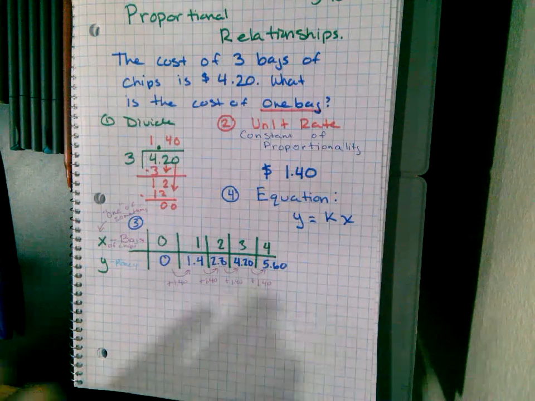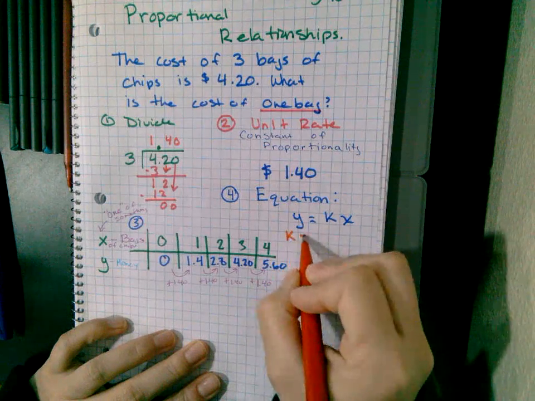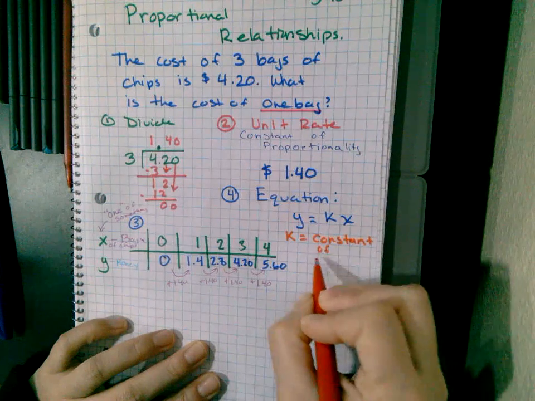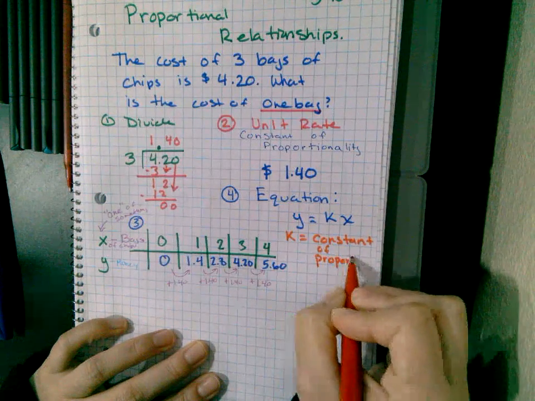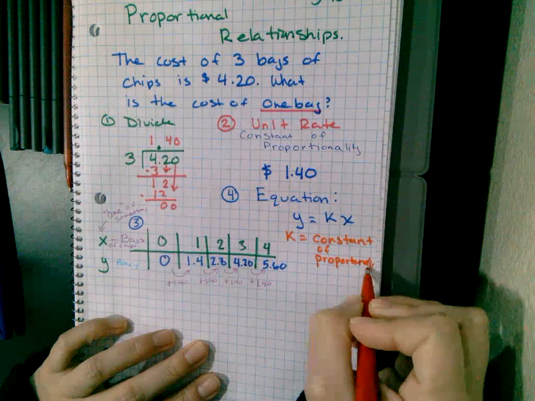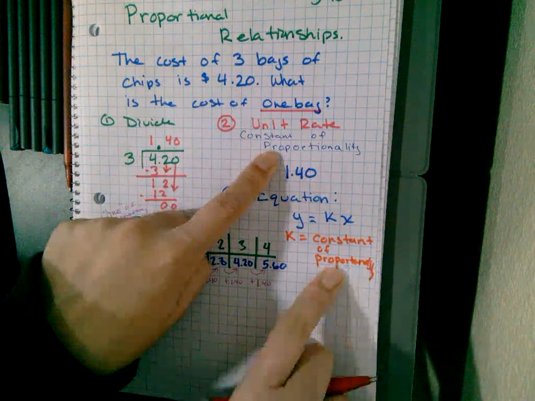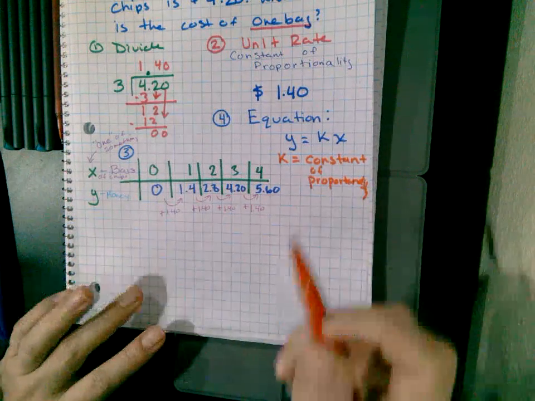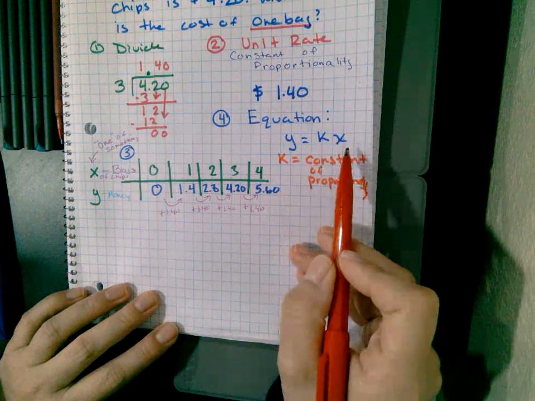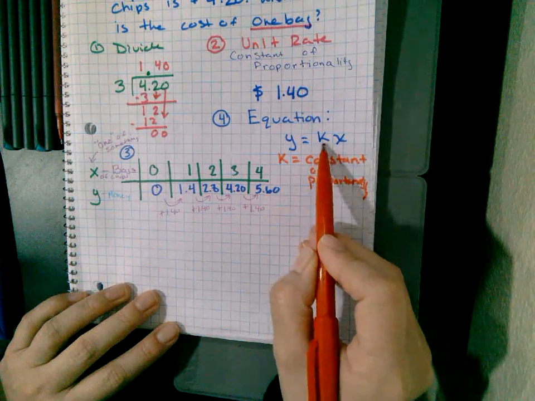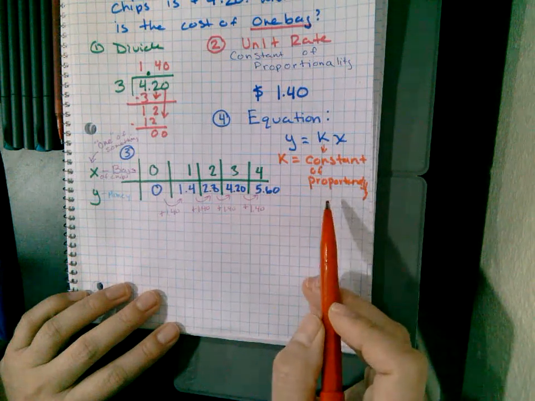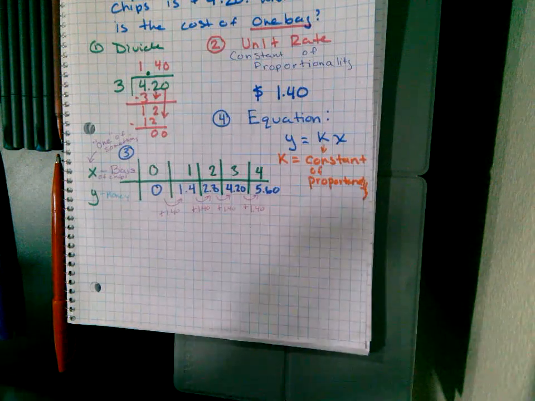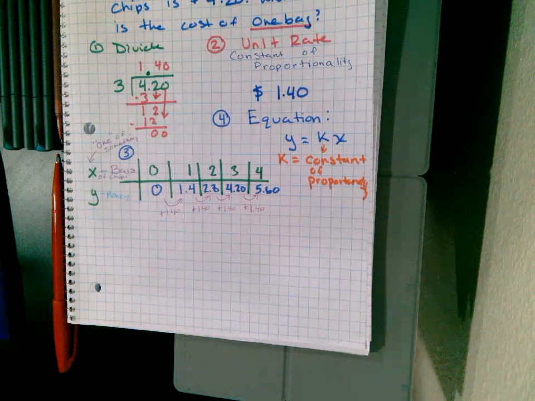99% of the time you see K, K is equal to the constant of proportionality. That's how you spell proportionality. So you will always write an equation that starts with y equals kx, where k is your constant of proportionality. So does anybody want to take a wild guess on what our equation is for this very first problem?